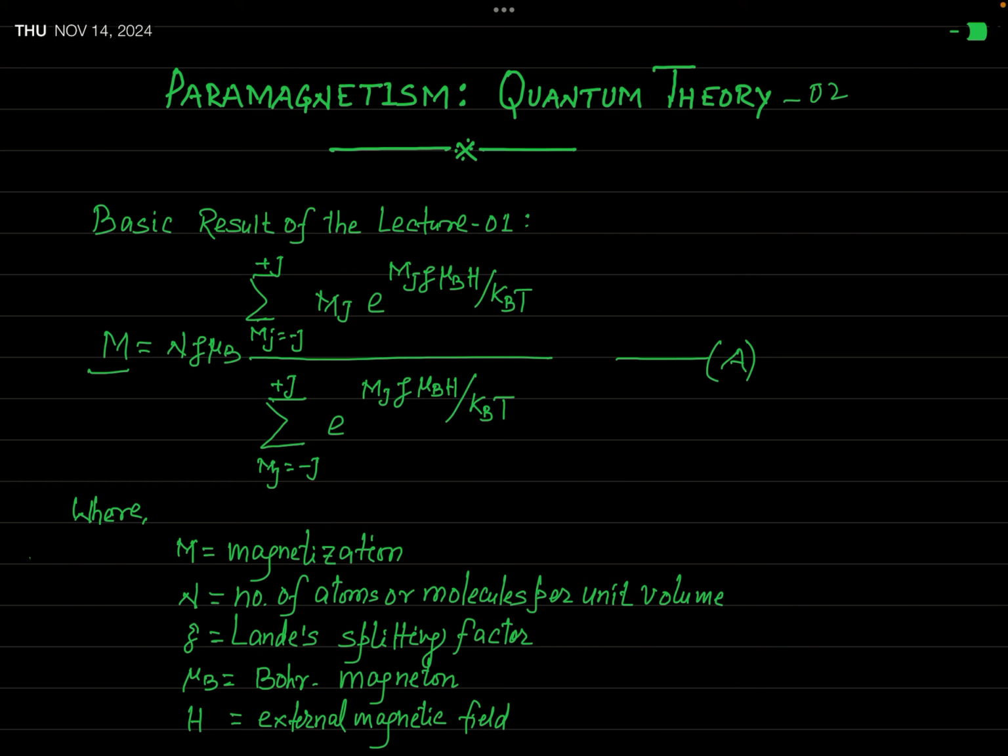M is given as N g mu_B times the summation over M_J from minus J to plus J of M_J times exponential to the power M_J g mu_B H over k_B T, divided by the summation over M_J, where M_J again runs from minus J to plus J, of exponential raised to the power M_J g mu_B H over k_B T.